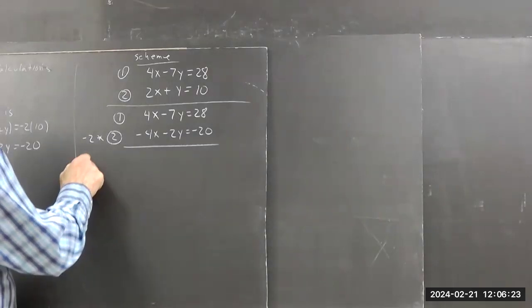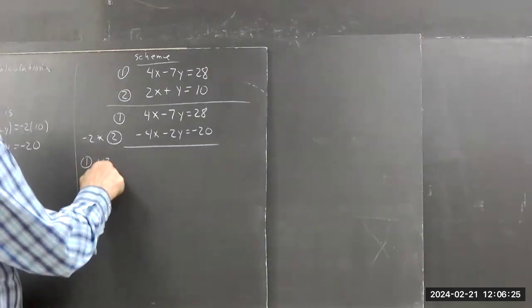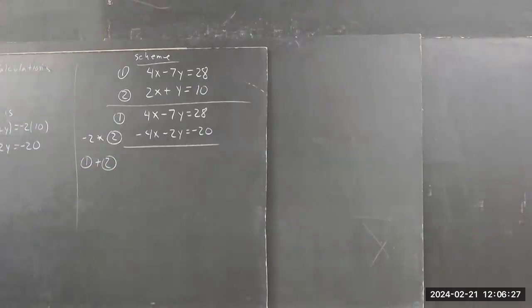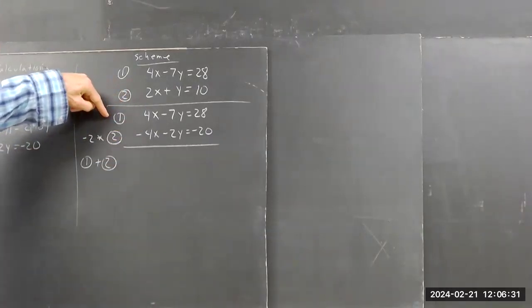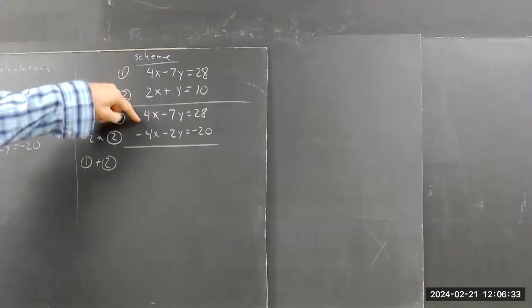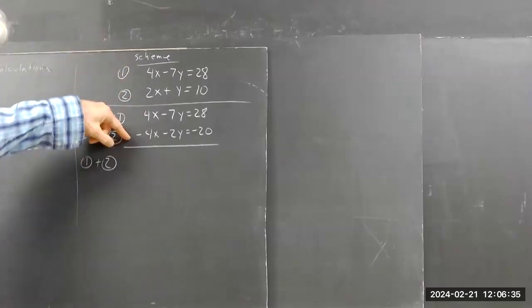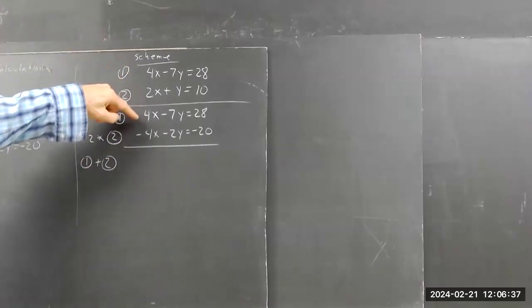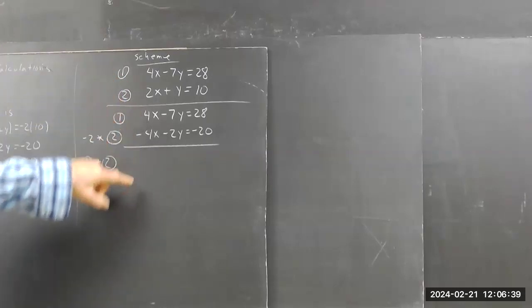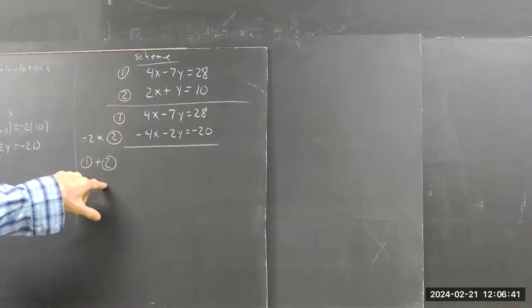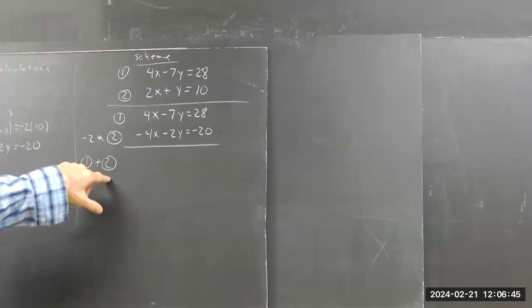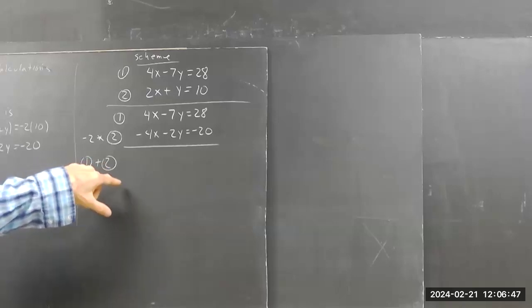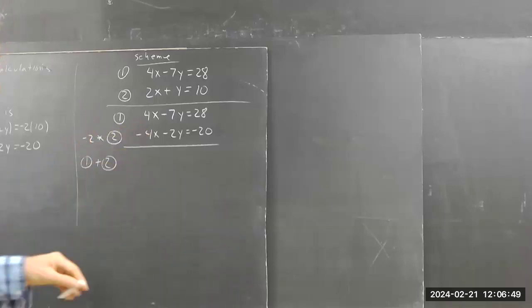Now we're going to do equation one plus equation two. By equation one, I mean the most recent equation one. We don't go back to this one, even though it's the same. And the most recent equation two, we don't go back to this one. We take the two equations we have here, and this tells you what we're going to do. We're going to add both sides of equation one to both sides of equation two. So what do you get when you do that?